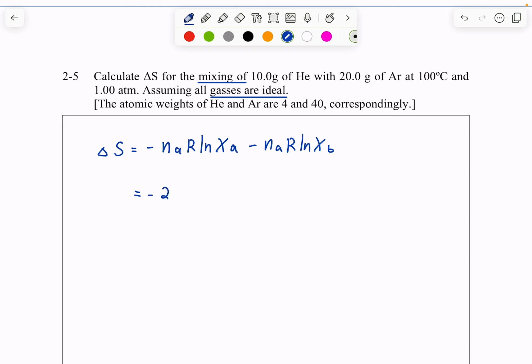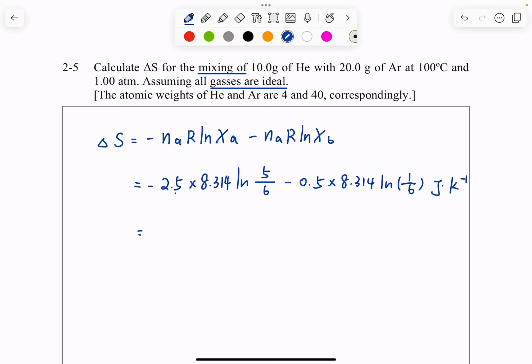What do we have? The number of moles of A is 2.5 mol, so 2.5 times 8.314 ln 5/6, minus 0.5 times 8.314 ln 1/6, and that's in joules per Kelvin. The moles cancel out. Plugging into our calculator, we get 11.2 joules per Kelvin.